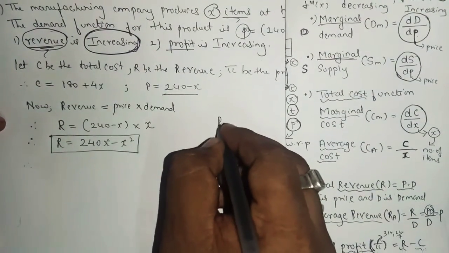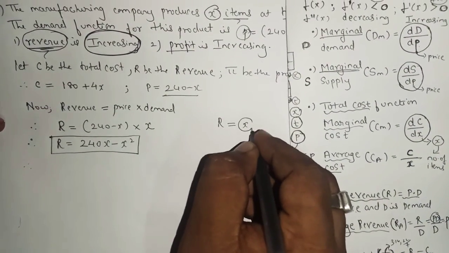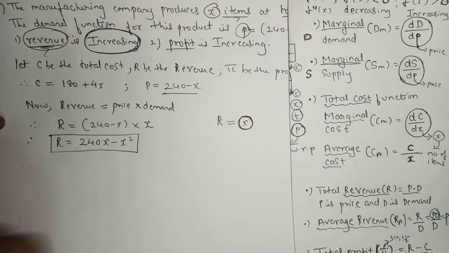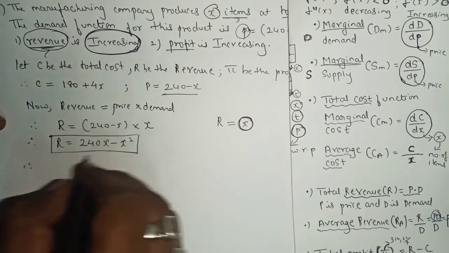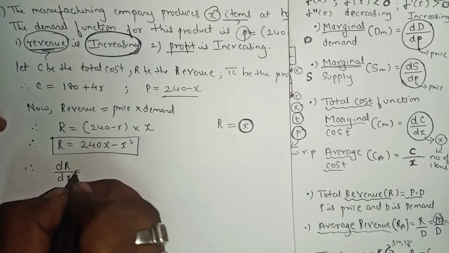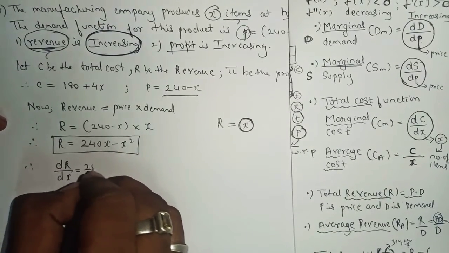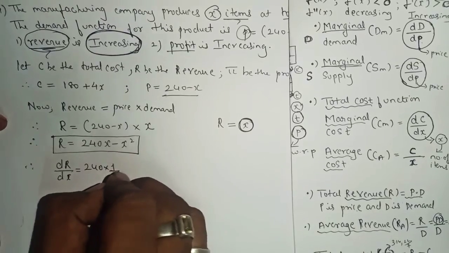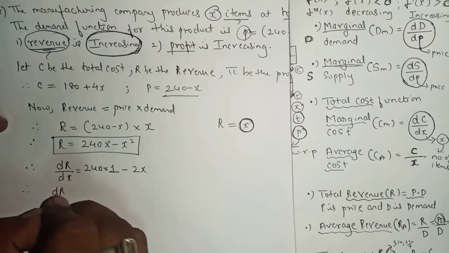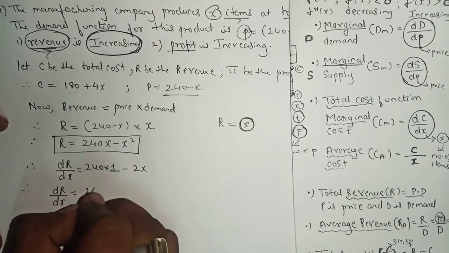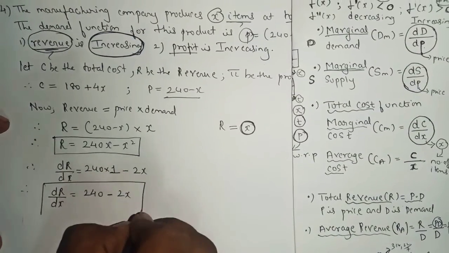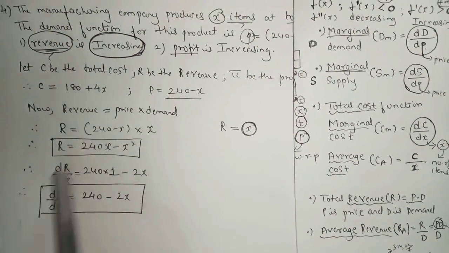As here on the left hand side we have R and on the right hand side we have x. So whatever the alphabet is on the right hand side, we have to differentiate with respect to that alphabet. So here we differentiate with respect to x. So dR upon dx will be equal to 240x: 240 will be the same as it is. Derivative of x will be 1, and derivative of x squared will be 2x. Therefore dR upon dx will be equal to 240 minus 2x, yes or no. So here we got the derivative of the revenue.